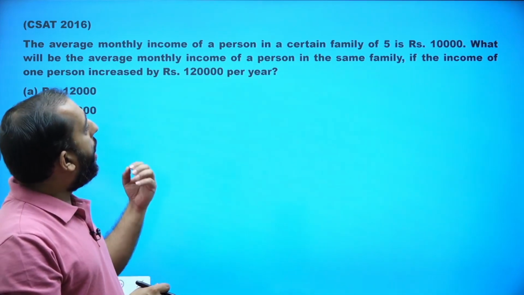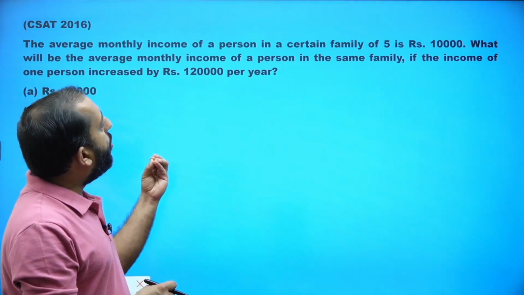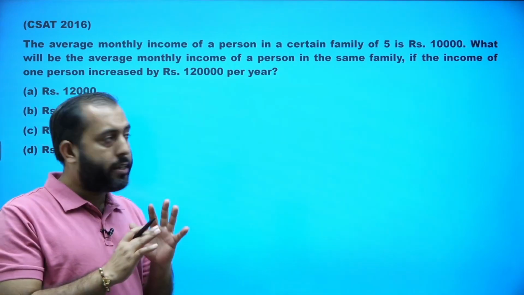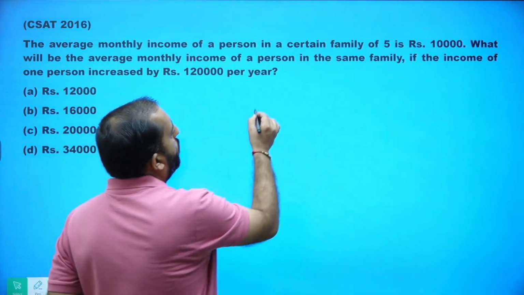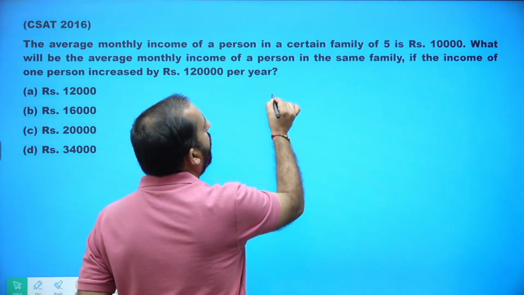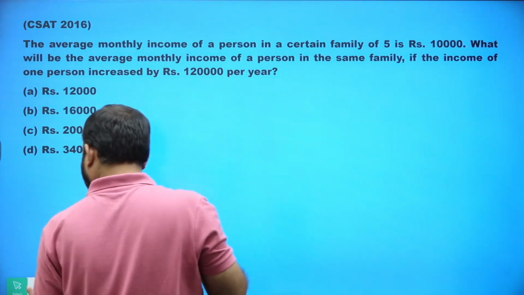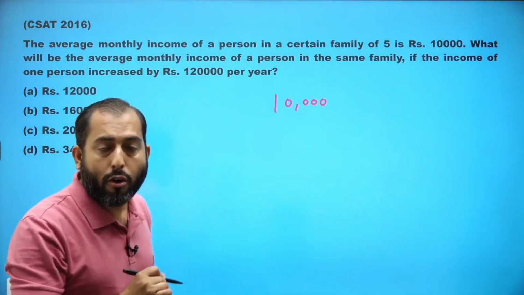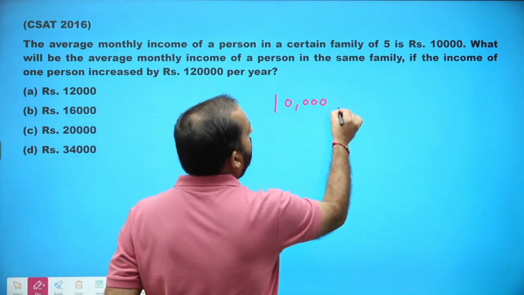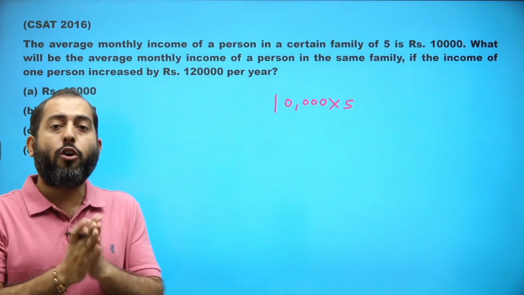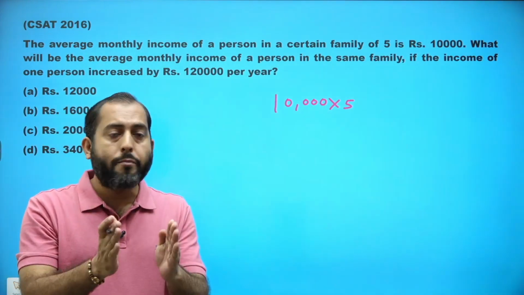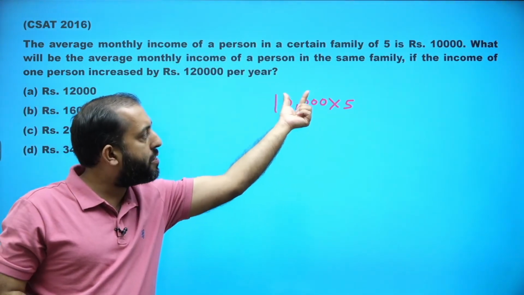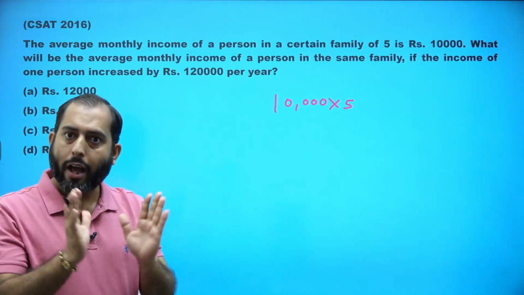Now, average monthly income of single person of 5 is 10,000. So, what should be the sum of all the income for a month? It will be equal to average of those 5 people into 5. What is this? This is gonna be the monthly sum for the income of that family of 5 members, which is equals to monthly average into 5. I hope this is clear.